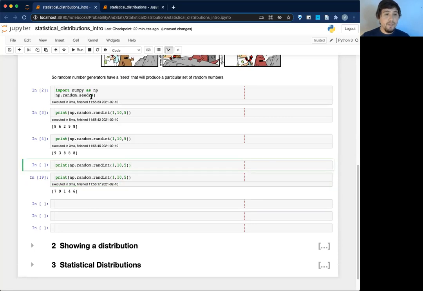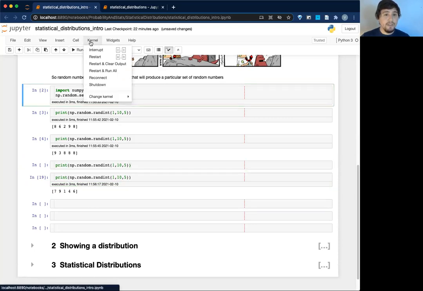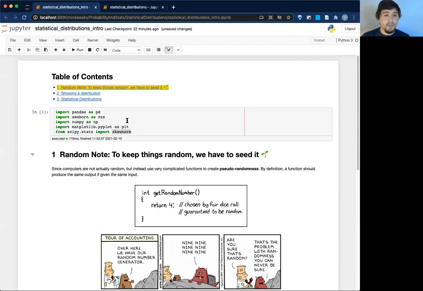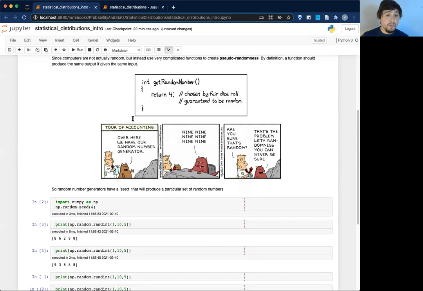So you can see here, I'm getting new random numbers every single time. Now, if I go ahead and restart the kernel, and I won't get rid of the output, this should be completely new, right?